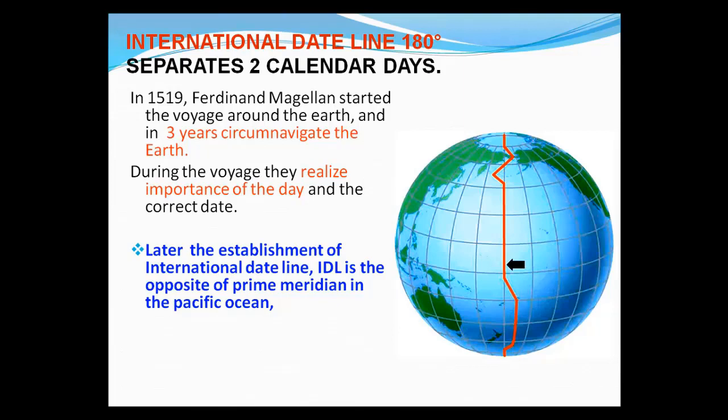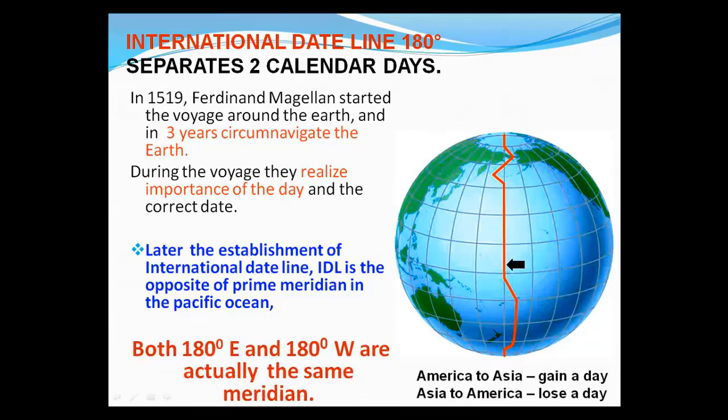Later, the establishment of the international date line was considered. As you can see, this international date line at 180 degrees is just opposite of the 0 degree prime meridian. This particular longitude, 180 degrees, is just opposite of the 0 degree prime meridian. It passes over the Pacific Ocean. Both 180 degrees east and 180 degrees west are actually the same meridian. America to Asia, gain a day, and Asia to America, lose a day.